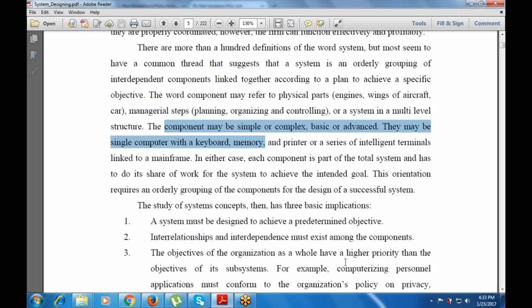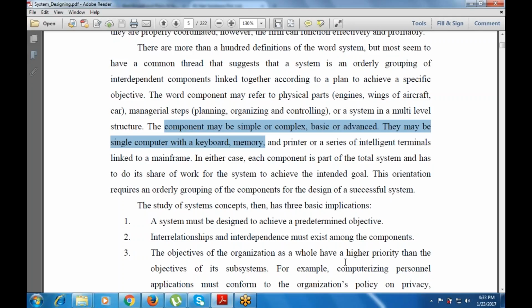Then interrelationships and interdependence must exist among the components. Then the objectives of the organization would have a higher priority than the objectives of the main system, that is, a higher priority than the objectives of its subsystem.